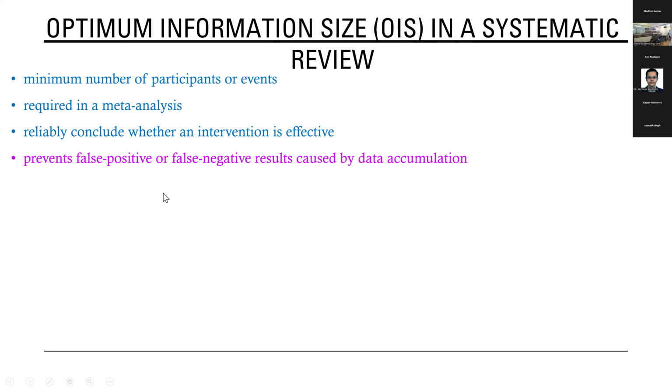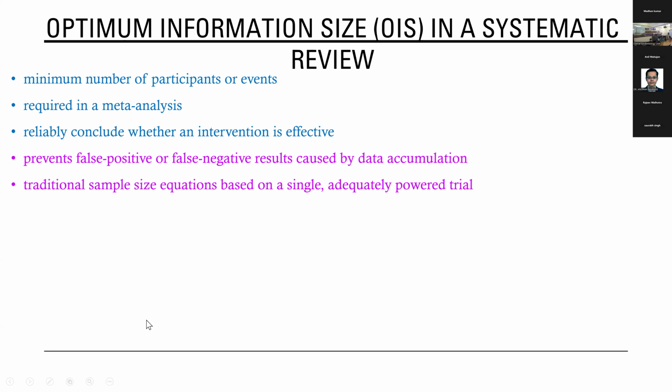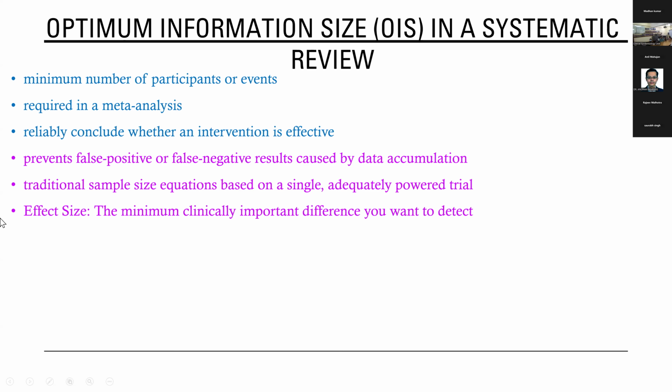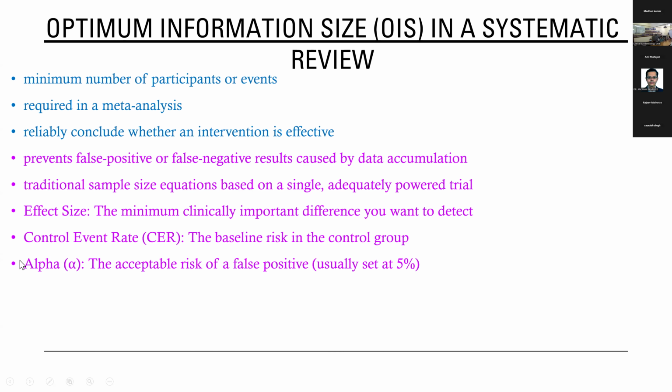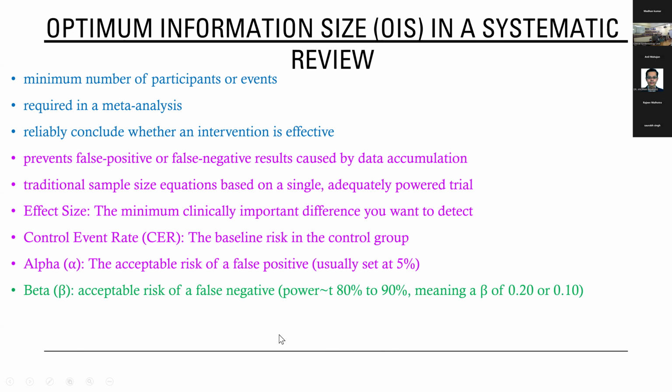False positive is concluding that treatment A is better than B when it's not. False negative is actually treatment A is better, but the systematic review concluded it's not better. So, it's similar to a traditional sample size calculation in a single trial. We have an effect size: what is the difference we are trying to estimate? We know the control event rate: what is the event rate in people who do not have the new treatment? We specify an alpha error, which is a false positive error. We specify a beta error, which is a false negative error, the inverse of power.